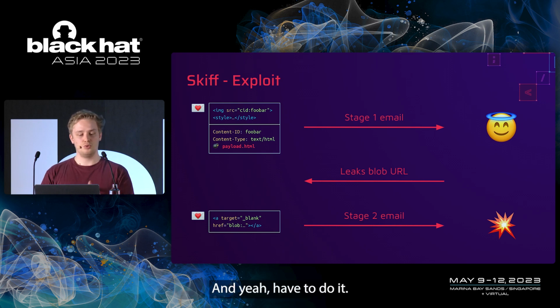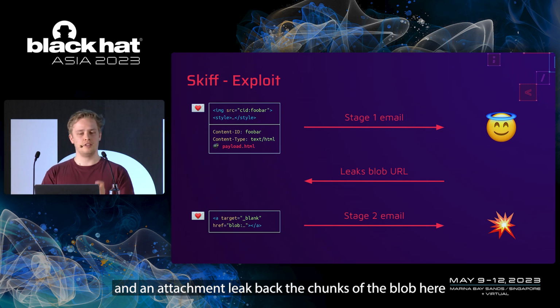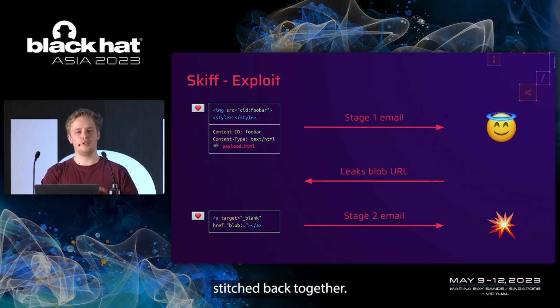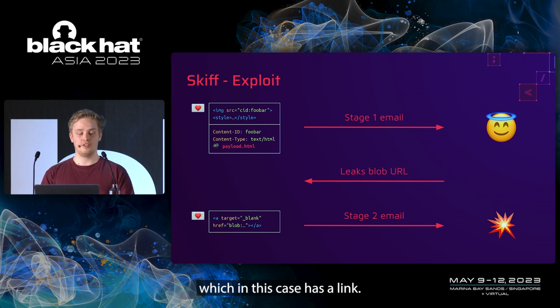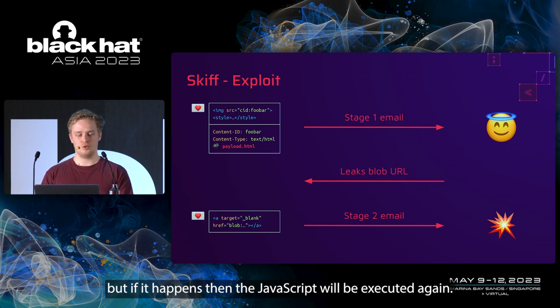And yeah, to do it, we again send an email with some style tags and an attachment, leak back the chunks of the blob URL, stitch it back together, and once we have it, we send back a stage 2 email, which in this case has a link. We cannot directly do it. The victim will have to click, but if it happens, then JavaScript will be executed again.